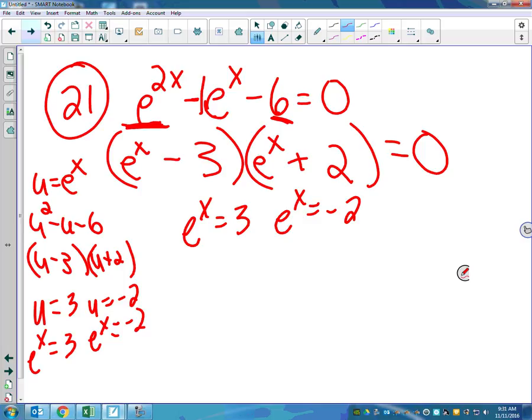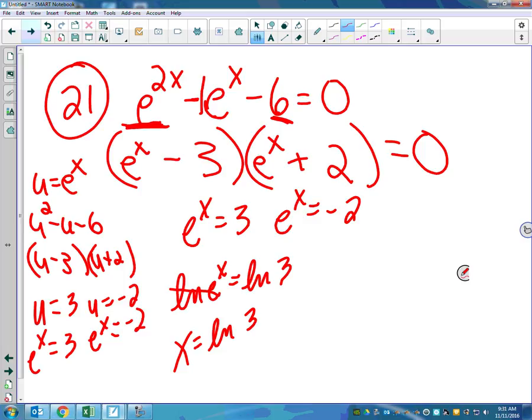But I'm not done yet, right? So now I get to this point. What can I do now to solve this problem? I can ln both sides. So I could say ln of e to the x equals ln of 3. Because the ln of e cancels out, and I get x equals ln of 3.